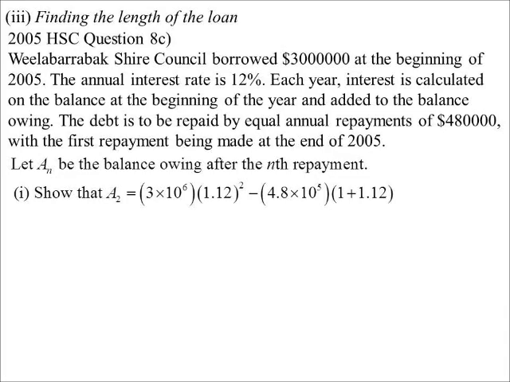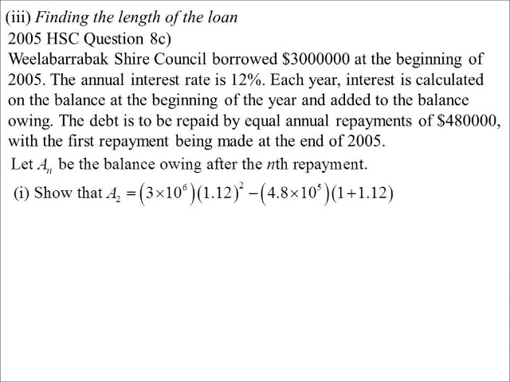Look, obviously they're dealing in big amounts of money as a council. They're borrowing, what's that, 3 million? Yeah. 3 million. Ooh. At the beginning of 2005, year of the HFC. Annual interest, oh, look at that, 12%. That works out nice, doesn't it? Amazing how you get these nice, neat numbers you can play around with. Each year, interest calculated at the balance at the beginning of the year and added to the balance owing. Wow, that's a clumsy way of saying it.